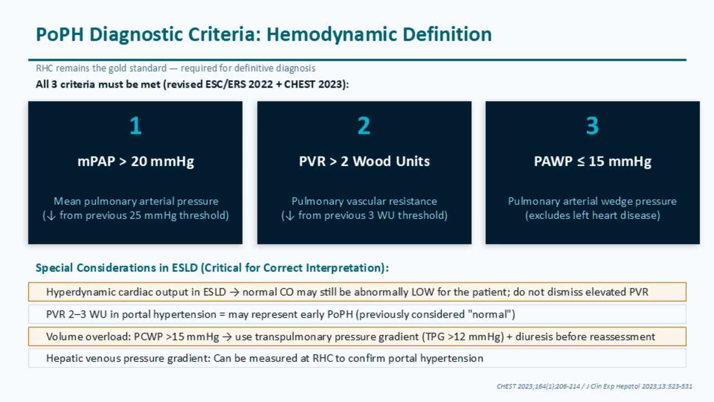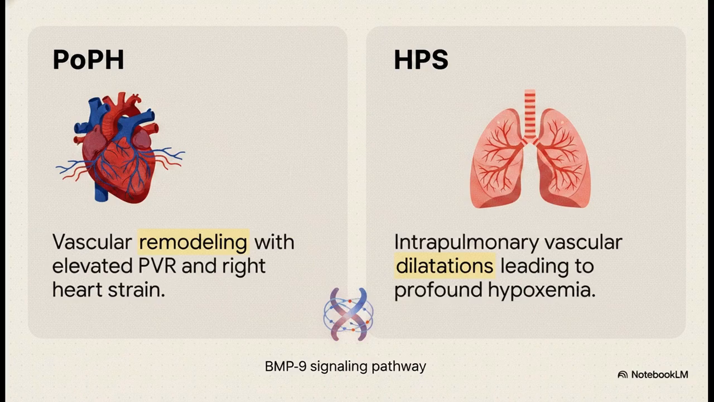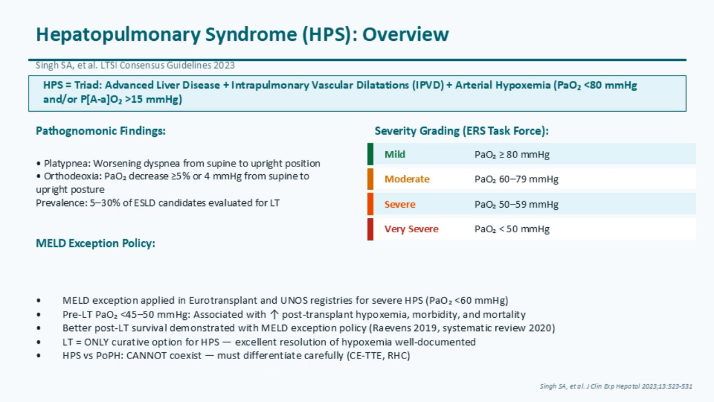surviving liver transplantation. Now, contrasting PoPH with its confusing counterpart, hepatopulmonary syndrome or HPS, is absolutely crucial. They are entirely different beasts, but they love to complicate our lives. PoPH, as we just discussed, is fundamentally a disease of vascular remodeling and obstruction. It's driven by smooth muscle proliferation in the pulmonary arteries. It results in an elevated PVR and significant right heart strain.